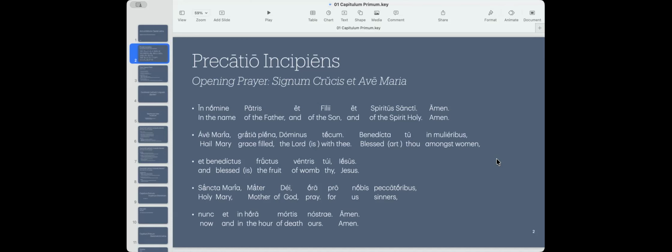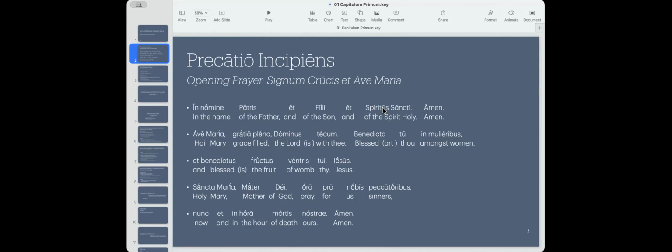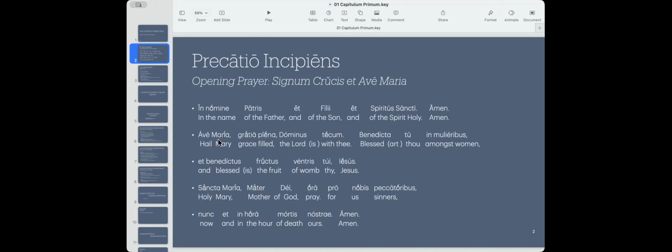In nomine Patris et Filii et Spiritus Sancti. Amen. Ave Maria, gratia plena, Dominus tecum, benedicta tu in mulieribus, et benedictus fructus ventris tui, Iesus. Sancta Maria, Mater Dei, ora pro nobis peccatoribus, nunc et in hora mortis nostrae. Amen. And later on, we'll actually talk about that prayer, but we got to get a little bit of Latin under our belts first.